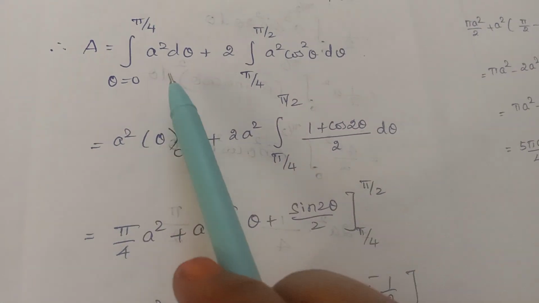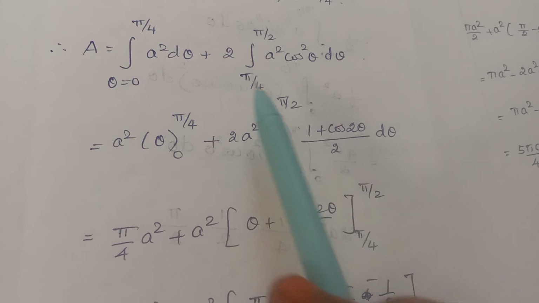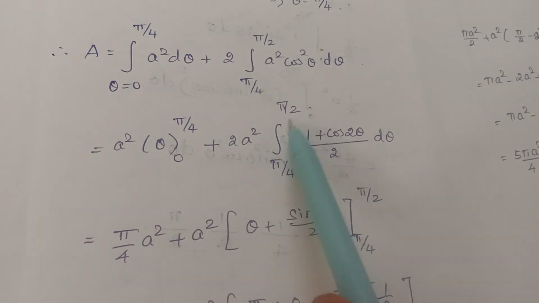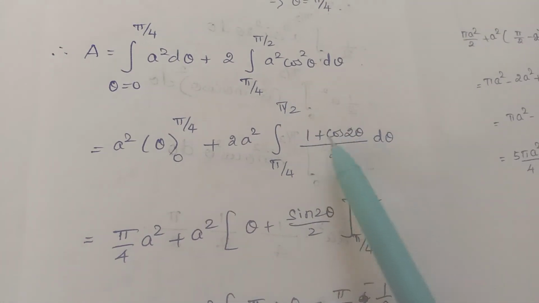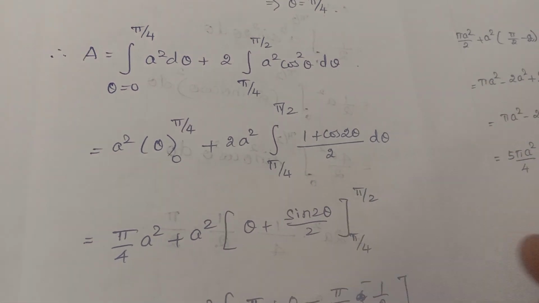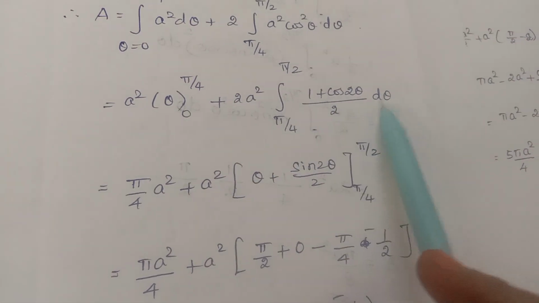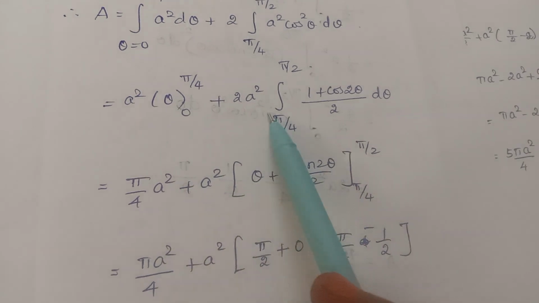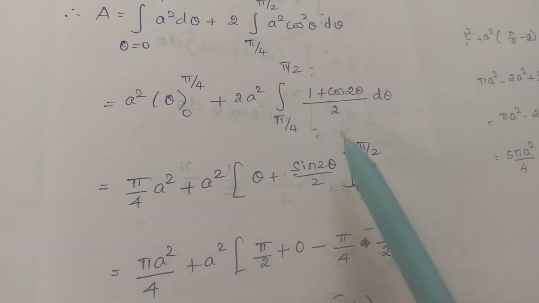So here it is a square into theta within the limit 0 to pi by 4 plus 2a square into integral pi by 4 to pi by 2. Instead of cos square theta, I am going to write 1 plus cos 2 theta by 2 d theta, right? Let us integrate this one. So here it will be simply pi by 4 a square. Here it is a square into theta plus integration of cos 2 theta is what? Sin 2 theta by 2.